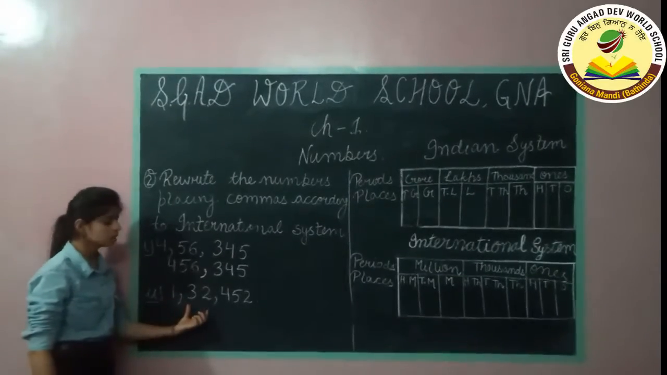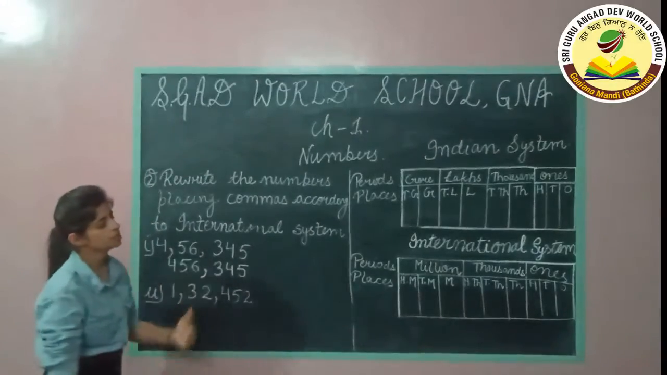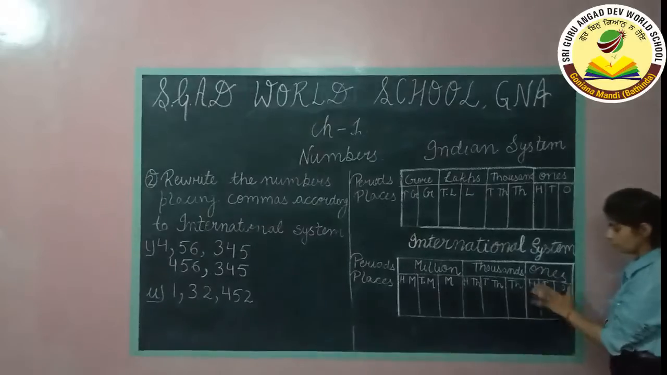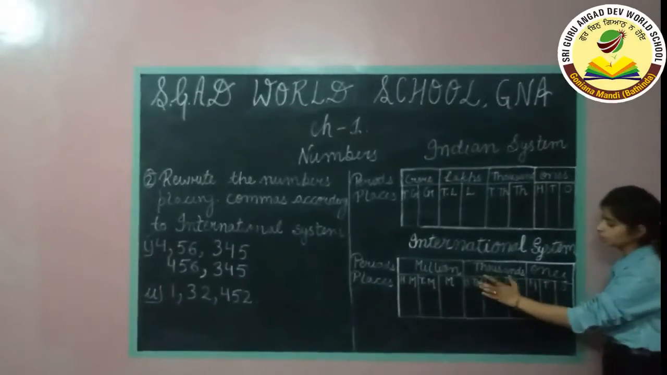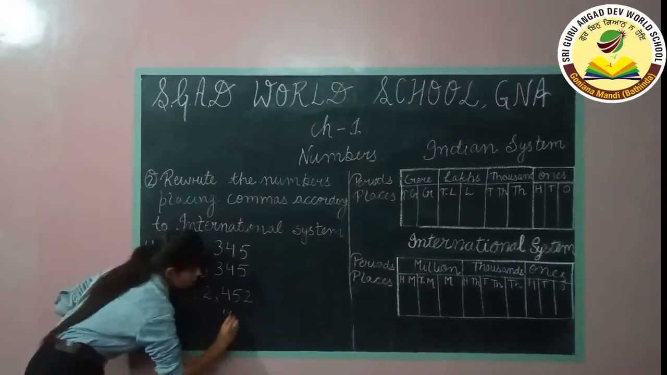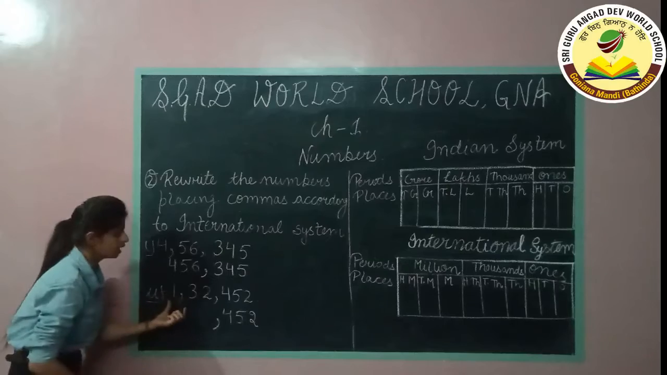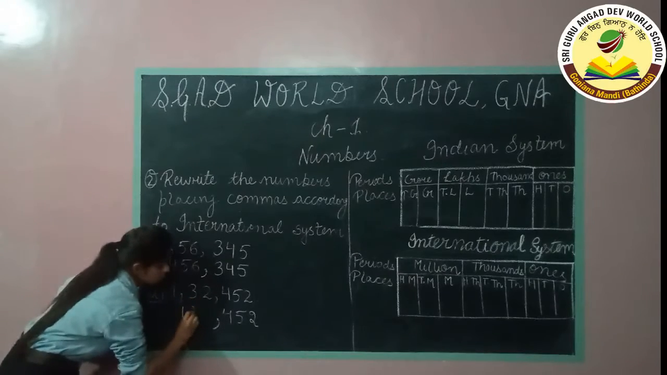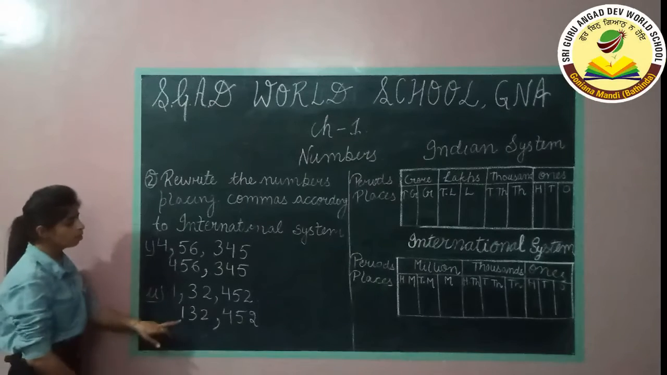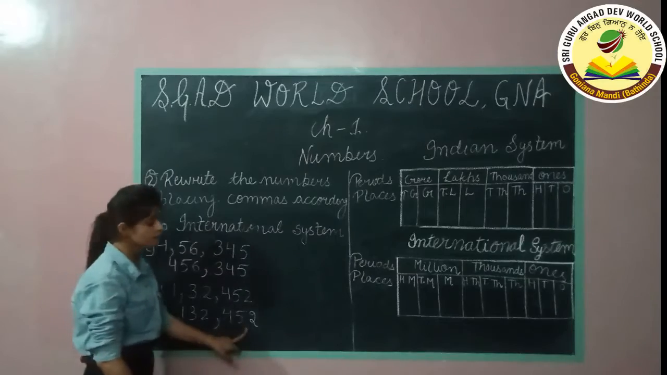In the second question, it is 1,32,452. In the international system, we read that the ones period contains 3 digits and the thousand period contains 3 digits. We write it as 4, 5, 2. Then placing the comma, 1, 3, 2. The thousand period also contains 3 digits. We read it as 132,452.